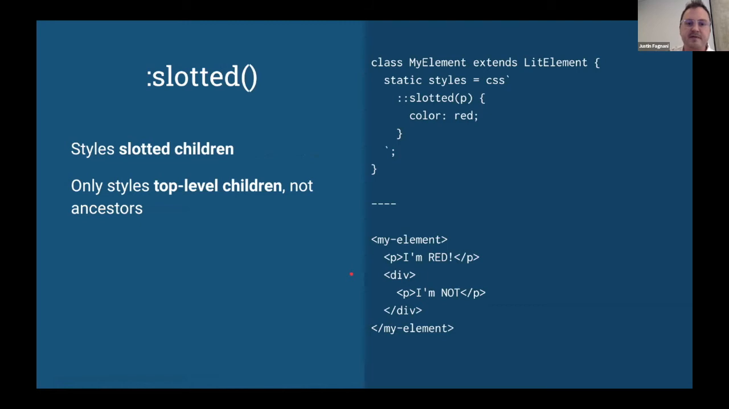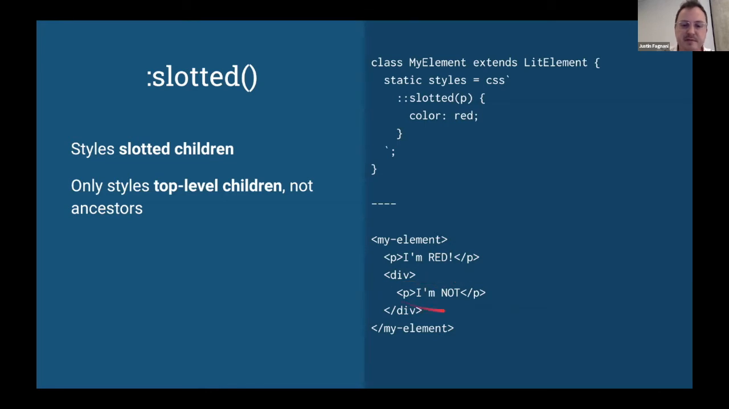Okay, next we have slotted, and this should say ::slotted. Yeah, so slotted lets you style your direct children. So this is another way that styles can kind of reach out of a shadow root into its outside scope. And so the way that it works is that you do ::slotted, and, oh, I might have messed this example up here. You give it a slot name, and then you're able to slot direct children of your element here. So here we're going to style this paragraph element here, and that's going to become red. But one thing about slotted styles is they only style top-level children, not ancestors.